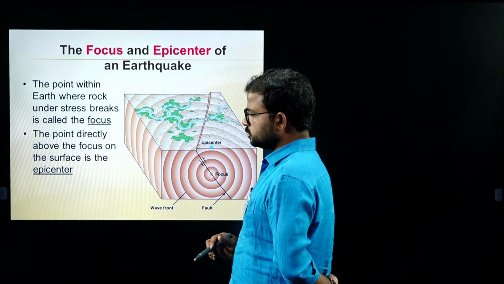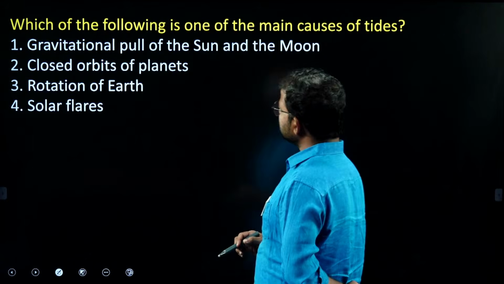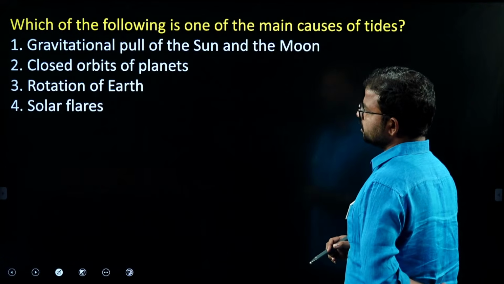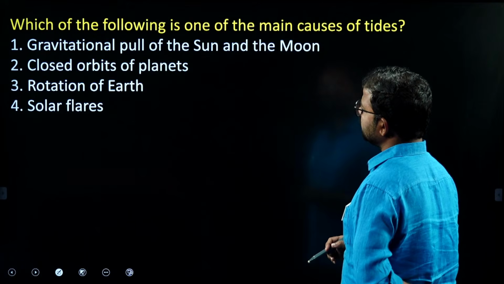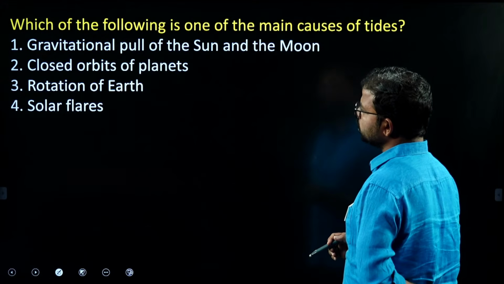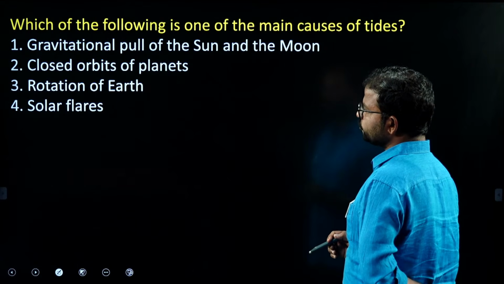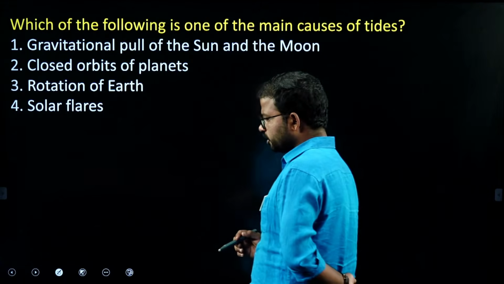Tsunami is a Japanese word. Which of the following is one of the main causes of tides? Here it is: gravitational pull of the sun and the moon. Next, closed orbits of the planets. Next, rotation of earth. Next, solar fibers.